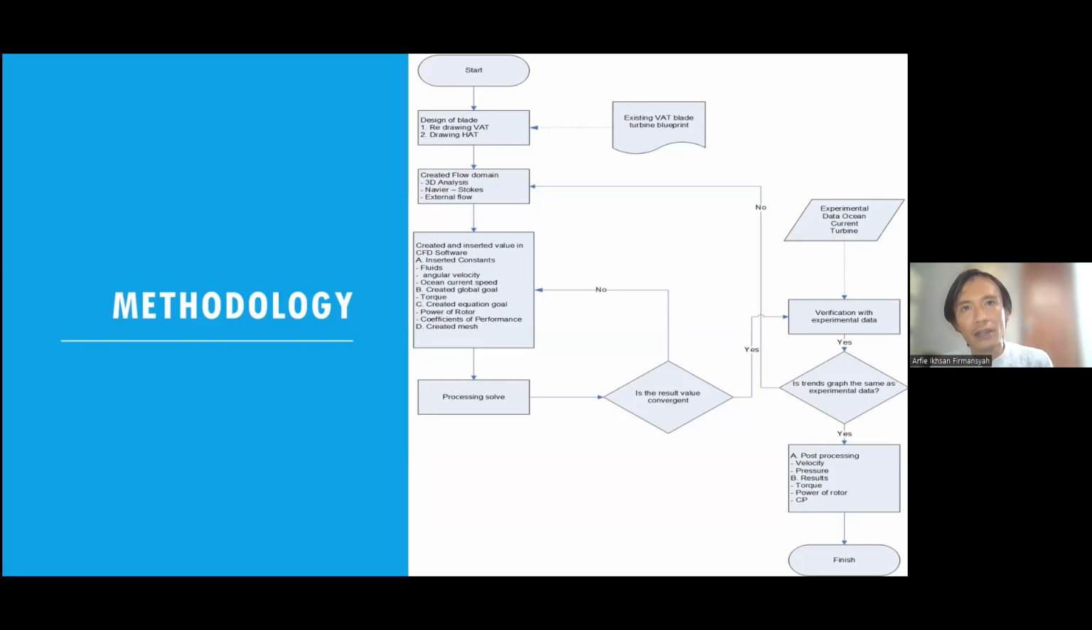If the result is convergent, the result of the existing model will be verified with experimental data. The verification criterion is below 5% error from the experimental data, and it must have the same trend. The final step is post-processing. The verified parameters in the existing model will be used to design the blade turbine.